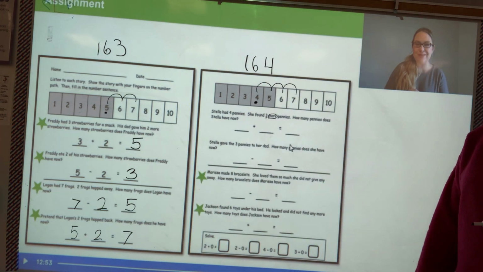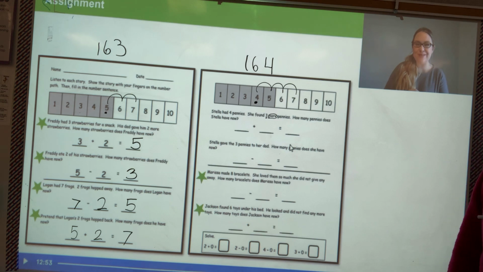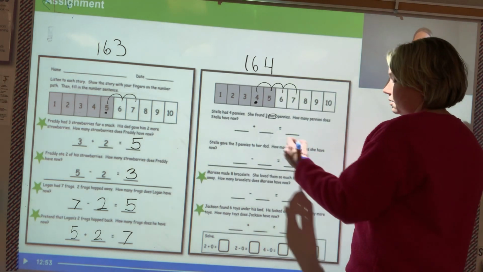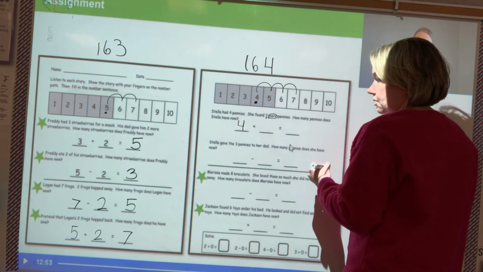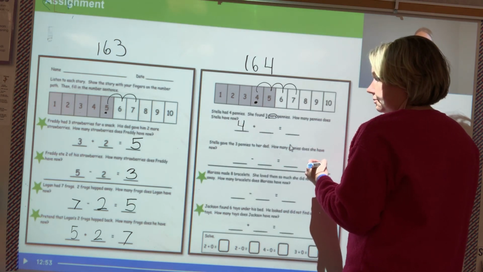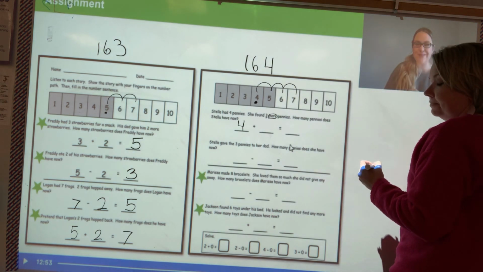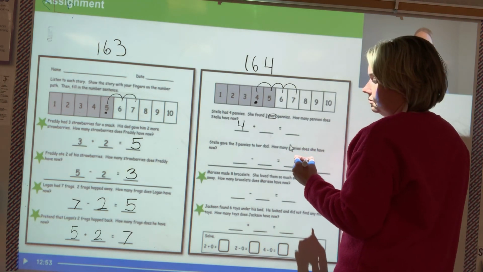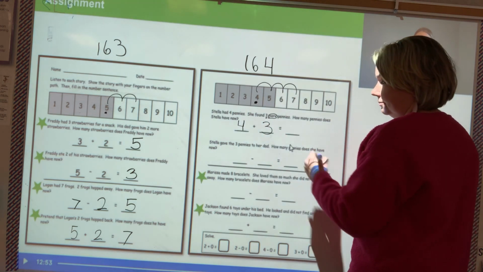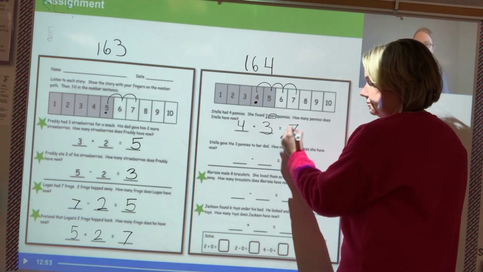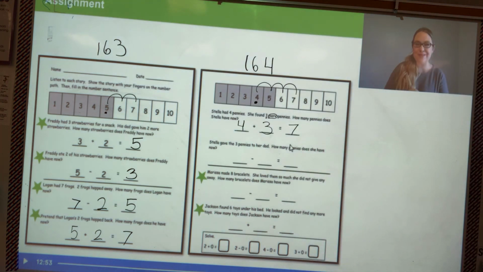Who can read this number sentence to us? Who would like to read the number sentence? Estelle. 4 plus 3 equals 7. Excellent. 4 plus 3 equals 7.